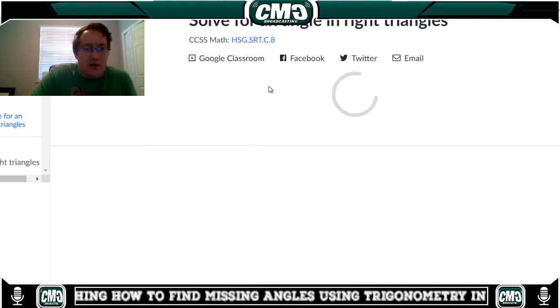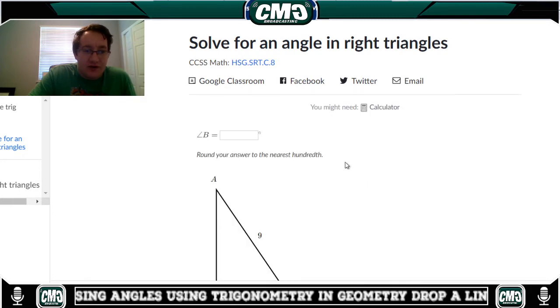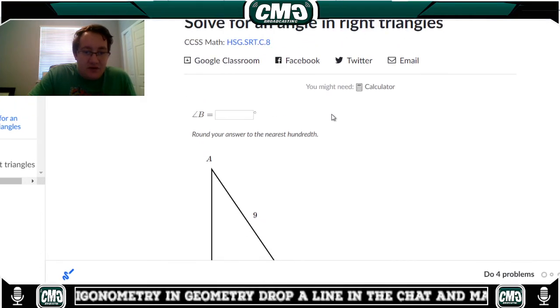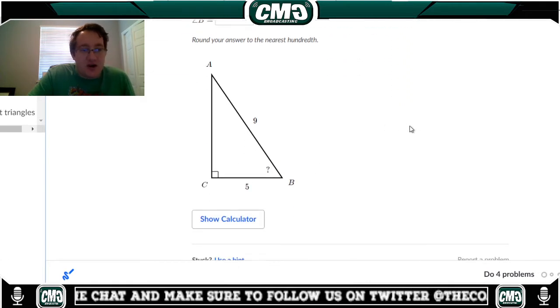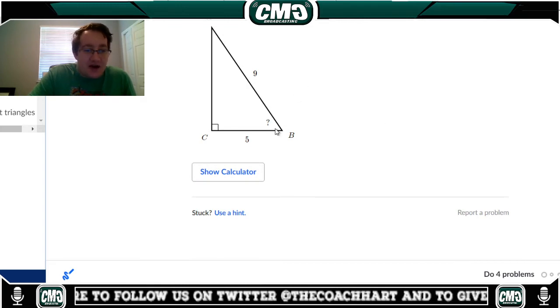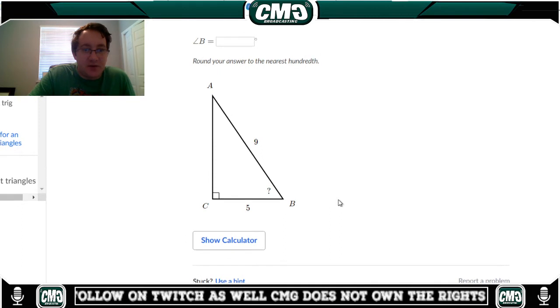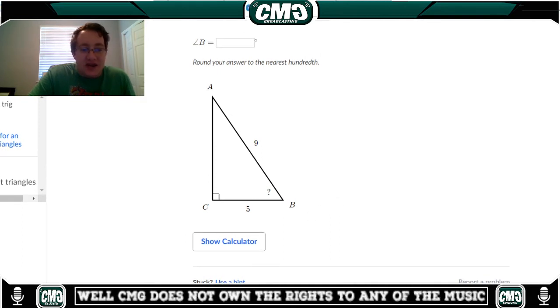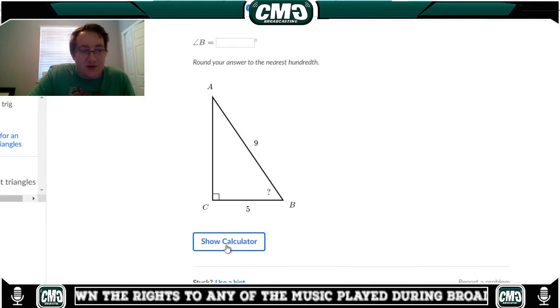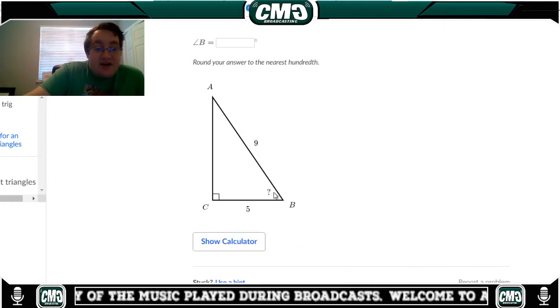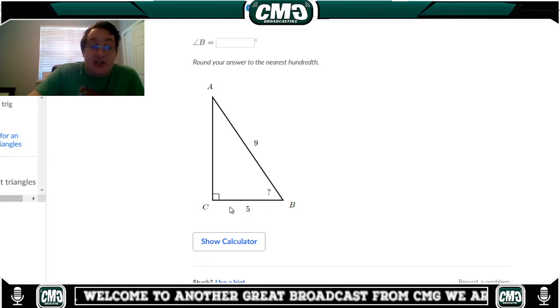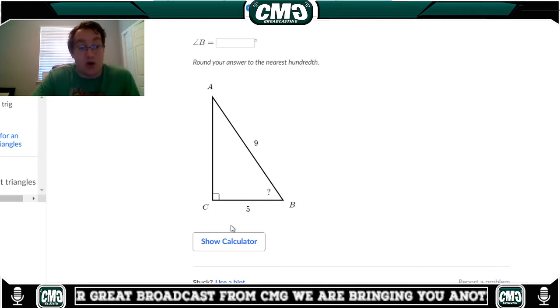So when we take a look at what we've got, we're waiting for our problem to show up for us. So we'll scroll down here. We see we're finding angle B. Now, let's make sure we can see everything for you guys. There we go. Trying to find angle B. Angle B, we've got the hypotenuse right here, 9. And this 5 is the side that is adjacent.